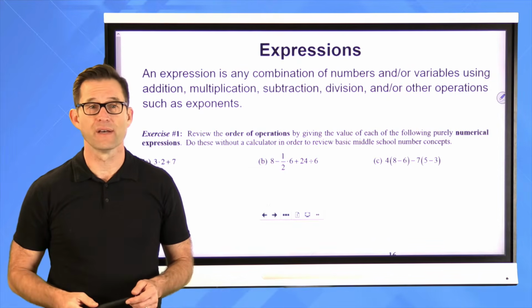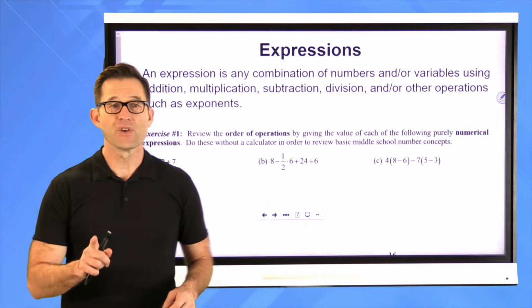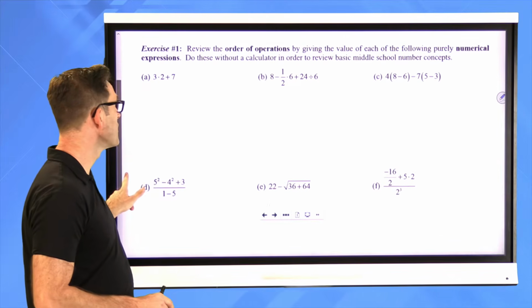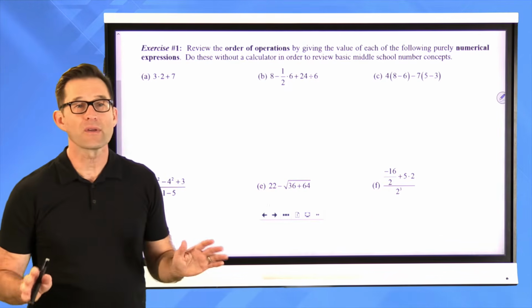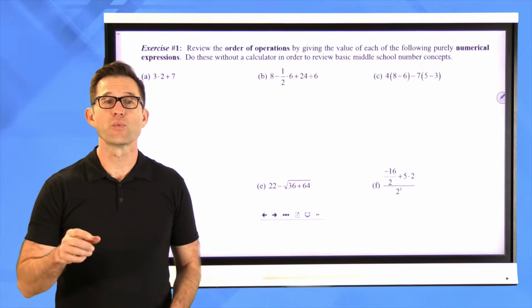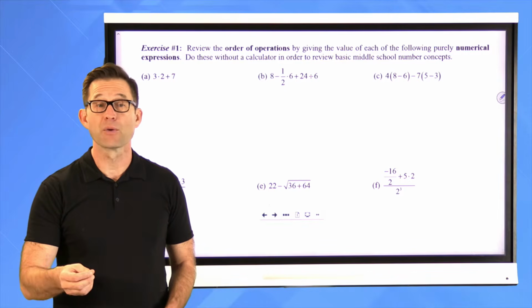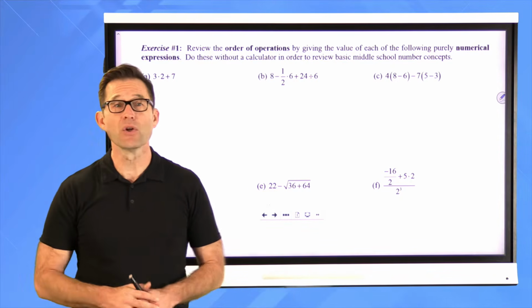Let's take a look at exercise number 1. Review the order of operations by giving the value of each of the following purely numerical expressions. Do these without a calculator in order to review basic middle school number concepts. All right, awesome. So let me just bring this up to the top of the sheet so we've got a little bit more room to work with. Now, keep in mind, order of operations are our rules for the order in which we are supposed to evaluate or interpret algebraic expressions. So let's take a look at letter A.